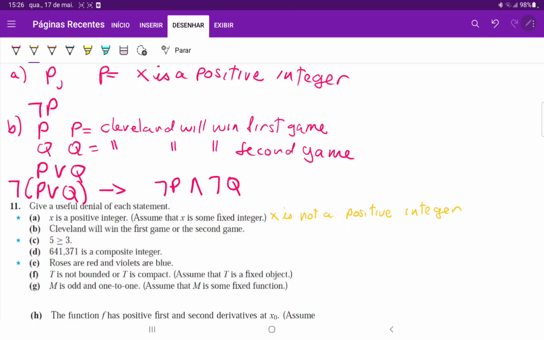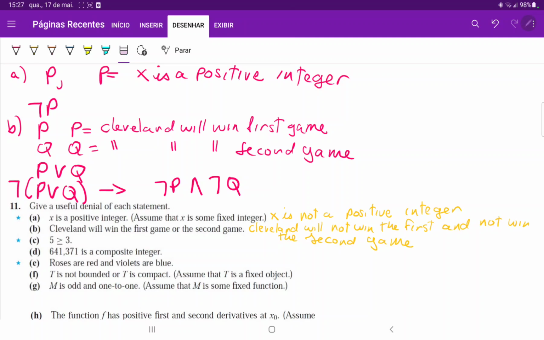So let us write this down. Cleveland will not win the first and not win the second game. So that is our denial for this one. Very important to remember De Morgan's laws.